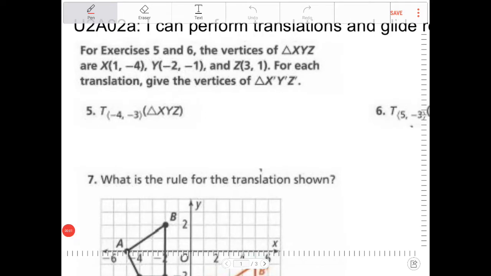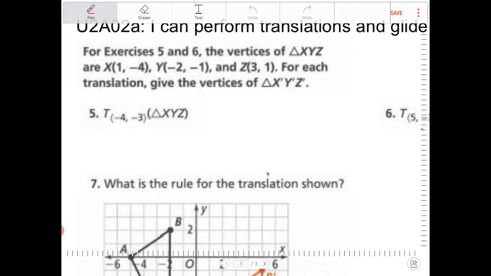Hello students, in this video I will go through an exercise on how to perform translations and glide reflections. This is assignment U2A02A, which is taken directly out of our Envision text, which is our course text. Let's take a look.